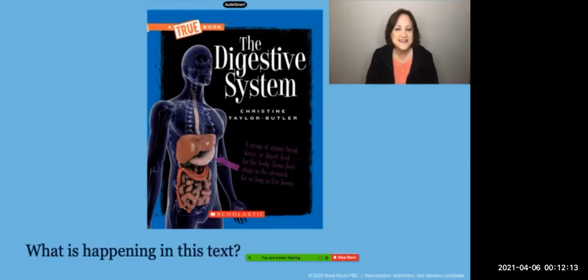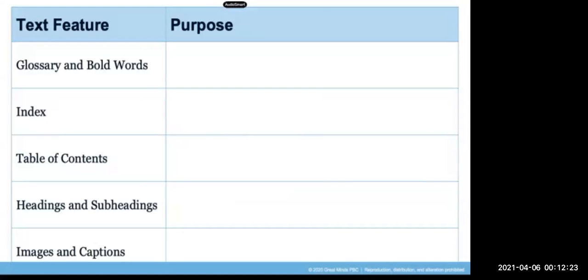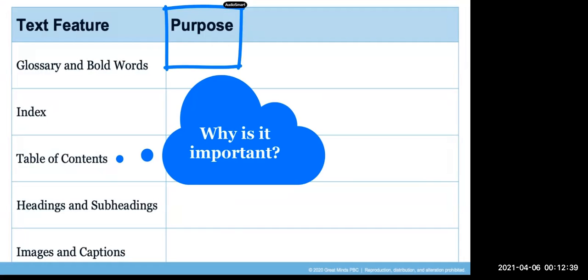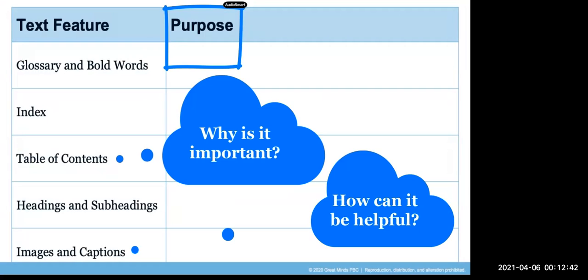What is happening in this text? Today, we'll use text features to help us determine or figure out what is happening in the digestive system. I'm going to be asking you to do some pretty powerful thinking. Because you'll be conducting shared research with friends, it's very important to understand the purpose of each text feature. Why is it important and how can it be helpful? That's what purpose means.